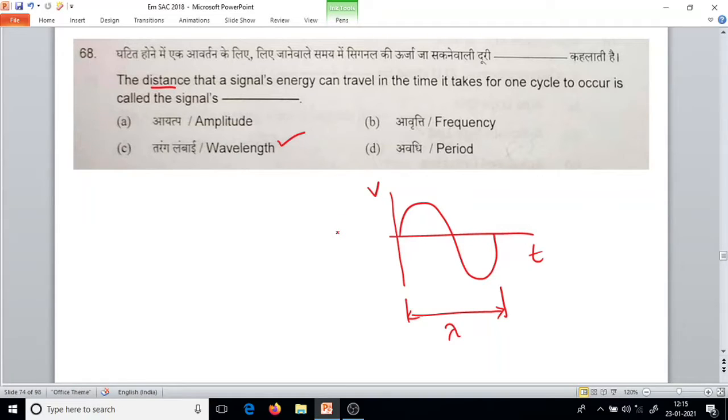Answer is option C. There is an equation relating velocity, frequency and lambda: velocity equals f lambda. This is the relation. So the answer is wavelength.